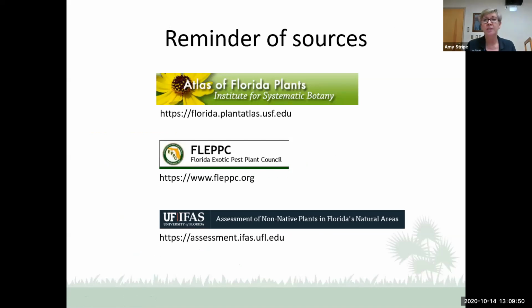Just to remind you of some of the sources where we get our information on invasive plants: the Atlas of Florida Plants, our go-to source for nativity. This is a database of native plants as well as non-natives that have become naturalized. Like I said, it's our go-to source for whether a plant is native or not. Then there is the FLEPPC list. They maintain a list, which they update every 2 years, of invasive plant species that have escaped cultivation. And then finally, the University of Florida's assessment of non-native plants in Florida's natural areas.